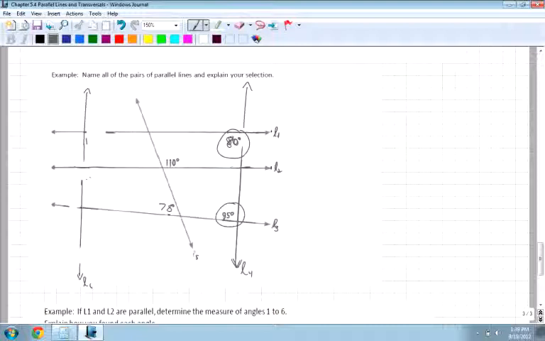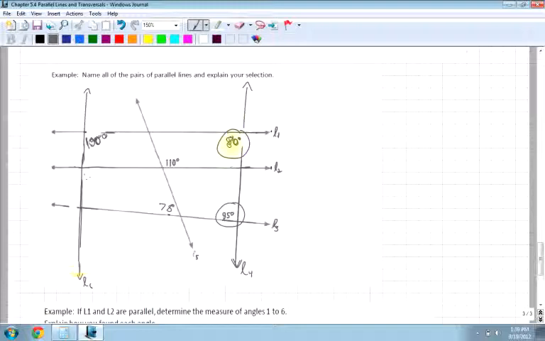Let's see here. What if I said that this one over here is 100 degrees, which it should have been. I just didn't write it in properly. So that one there is 100 degrees. Okay, well now I'm looking at line 4 and line 6 as my two lines.